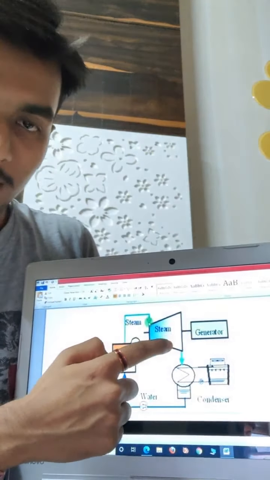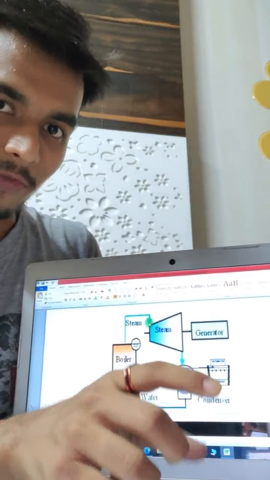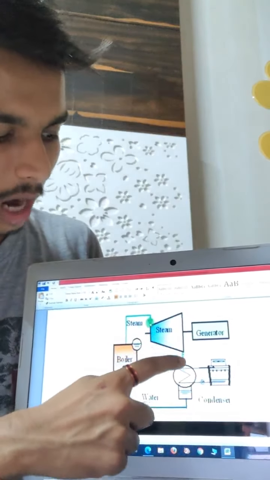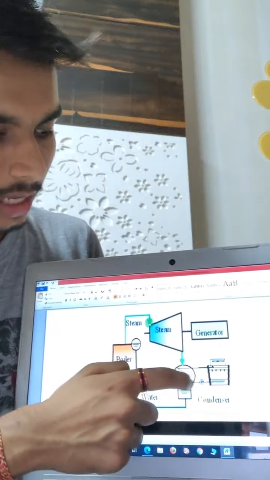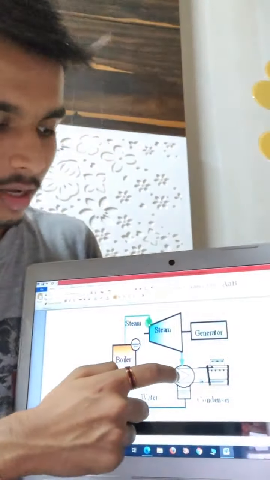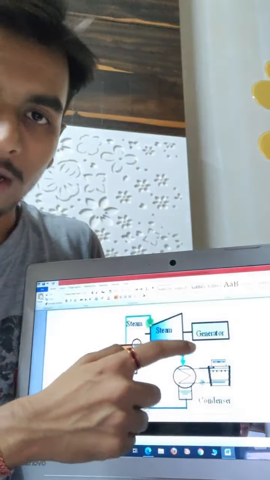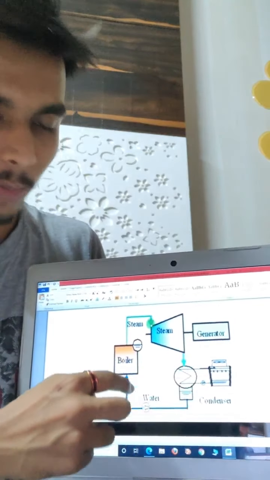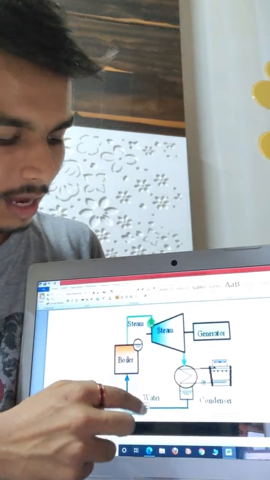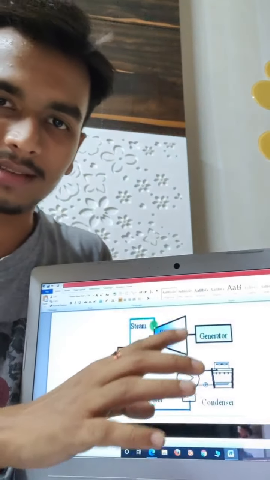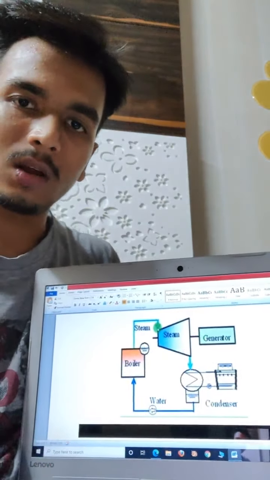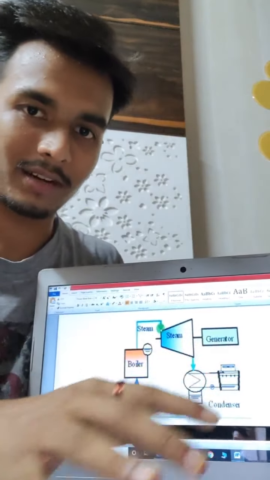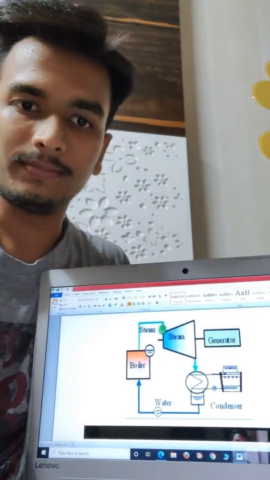And the steam which needs to come out, comes out from here, and then a condenser is attached in which the steam is condensed again, and it is used in the boiler as feed water, and again the cycle continues. So this is the basic cycle of how the basic functioning of electricity generation works.